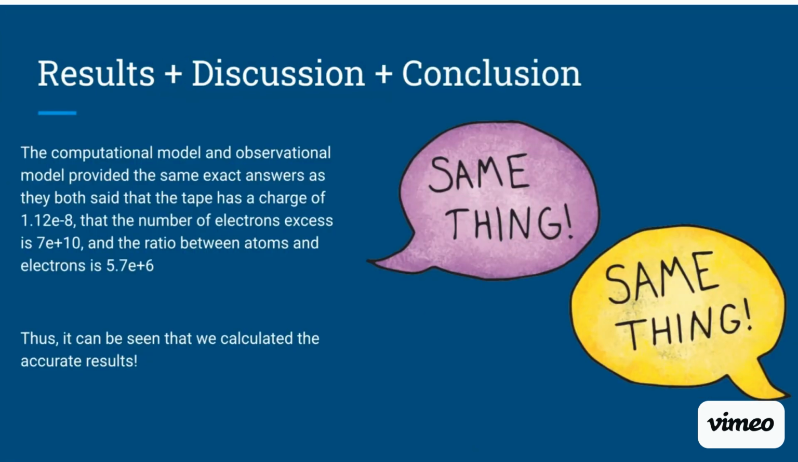Again, as I just said, the computational model and the observational model provided the same exact answers, as they both said the top tape has a charge of 1.12 times 10 to the negative 8, the number of excess electrons is 7 times 10 to the 10, and the ratio between the atoms and electrons is 5.7 times 10 to the 6. Thus, it can be seen that we calculated accurate results.